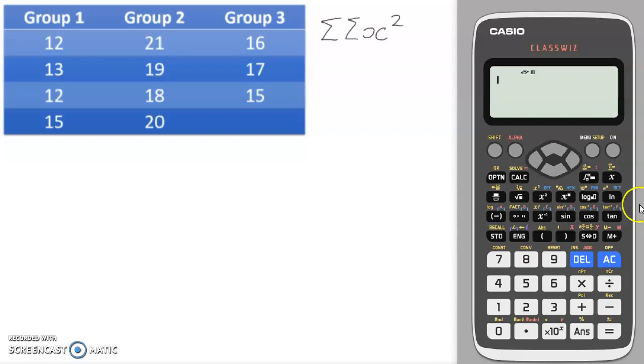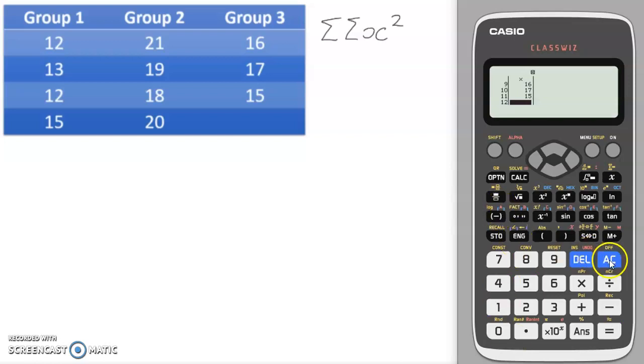Using the Casio ClassWiz, the quickest way to do that is to use the statistics option. So menu, scroll down to number 6, statistics, and one variable, type in all the data as one variable. So I'm going to type in 12 equals 13 equals 12 equals 15 equals 21 equals 19 equals 18 equals 20 equals 16 equals 17 equals and 15 equals.